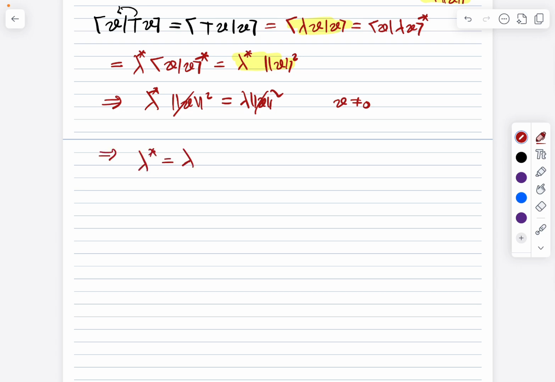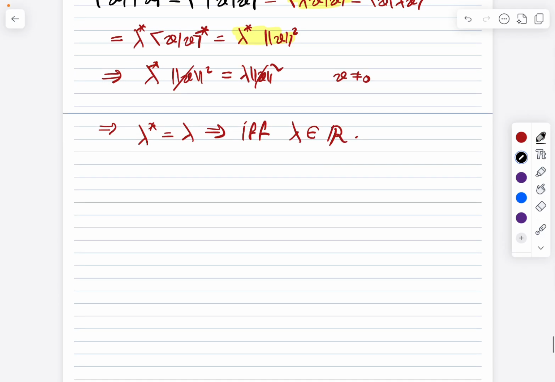But what does that mean? That the conjugate of lambda is equal to lambda, and that is if and only if lambda is a real quantity. Because if you have a complex quantity, then that's not real. For example, if you have 5 plus 3i, the conjugate of it is equal to 5 minus 3i, which is clearly not equal to 5 plus 3i.